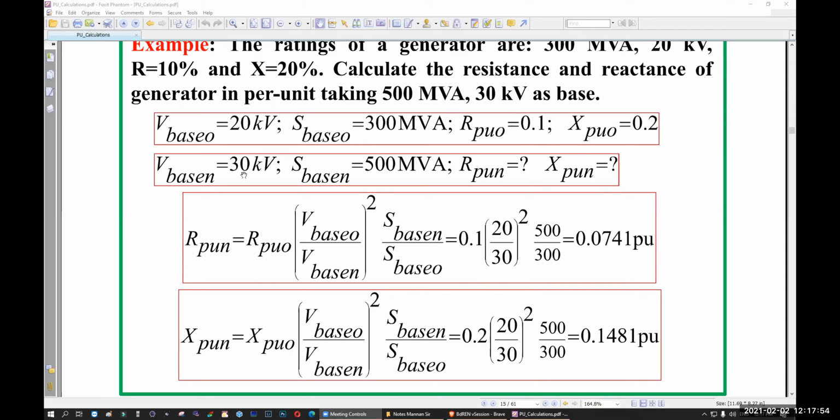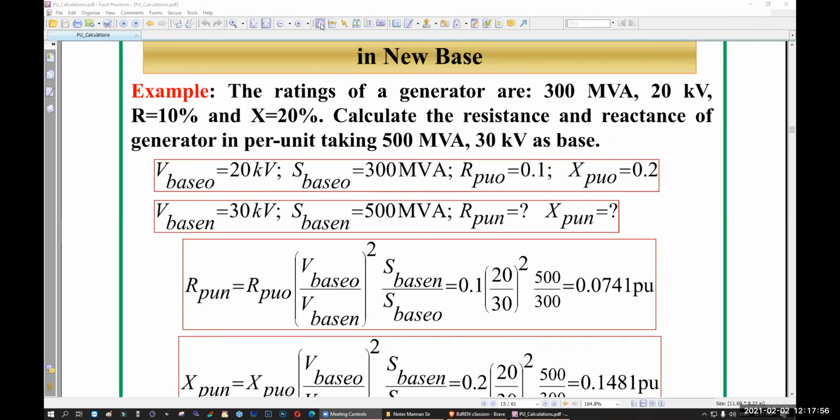Okay. So V base old for this generator, what is the base value? This one was the base value, but this is the old one. That is the rating value actually. What is your S base old? 300 MVA. What is your R per unit old? 0.1. What is your X per unit old? 0.2. You can write J as well, no problem. You can write J or you can write 0.2 because you already know X means J, right? Now your V base new will be what?